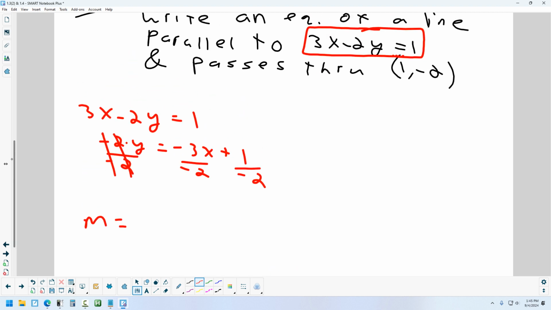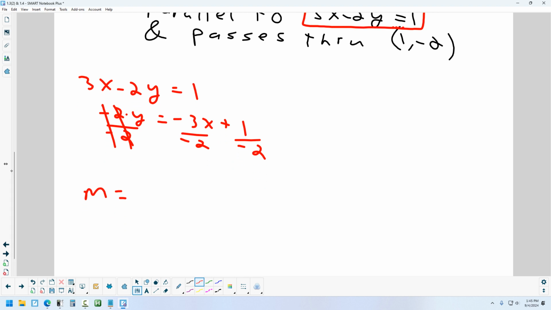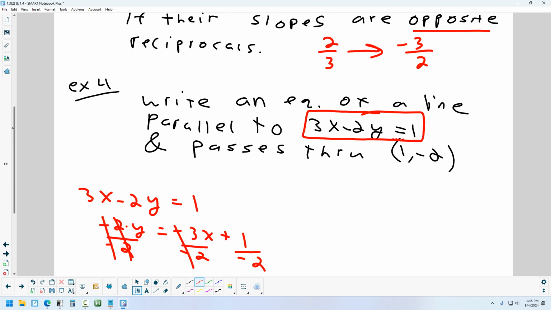Okay, so what's my slope? 3 over negative 2. Oh wait, sorry. Look at the negative. Negative divided by negative is a positive. Yep. Okay, so now we know the slope of this line is 3/2.